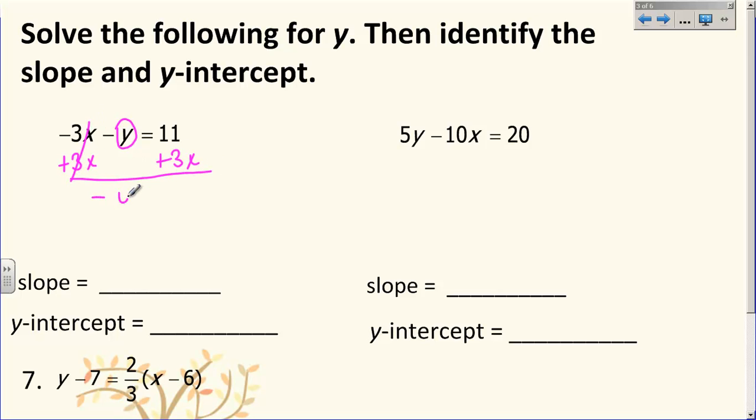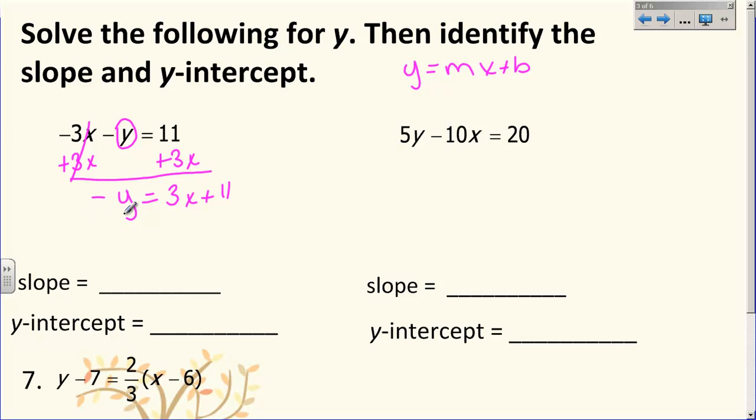That leaves me with negative y equals, and I'm going to put the x first. And the reason I'm going to put the x first is because in this form, it is mx plus b, not b plus mx. It doesn't matter to me if you don't put the x first. It's just a habit, and so that's how I'm going to do it. So I'm going to put the x term first, so I have 3x plus 11.